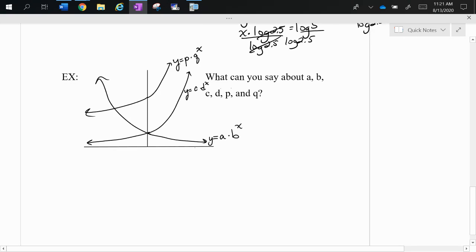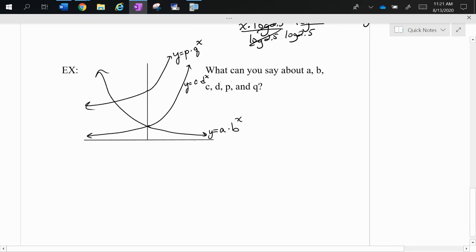So we're going to look at this graph, and we're going to answer the question: what can you say about A, B, C, D, P, and Q? I've given you 3 exponential curves. The first one is y equals P times Q to the x. The second one is y equals C times D to the x. And the third one is y equals A times B to the x.